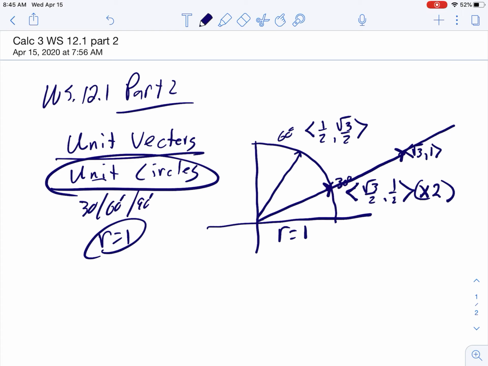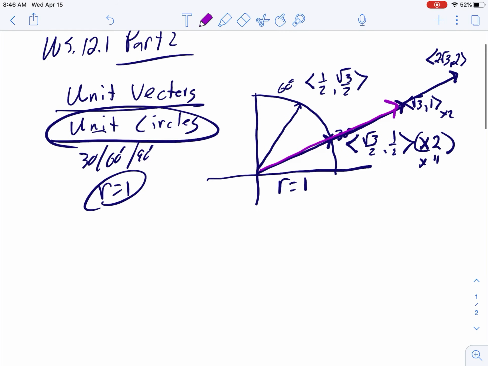Now I could also multiply that by another scalar. Let's say multiply that by 2, which means I'm multiplying this one by 4, therefore now it's 2 root 3 comma 2. So basically a unit vector is taking this length, and let's just do this one first. So if I have a vector of root 3 comma 1, I want to reduce it down to a value of 1.